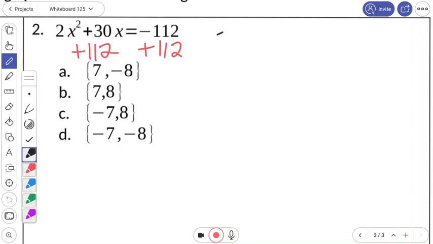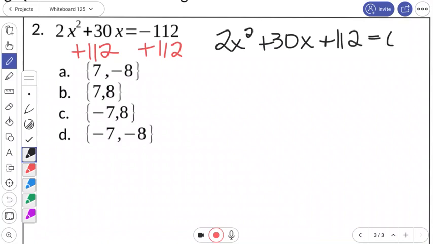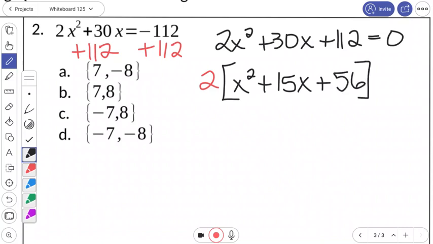And that ends up giving us 2x squared plus 30x plus 112, which will equal 0. Our next step is always going to be to look for a greatest common factor. I noticed that all of those coefficients and that constant we have are even, so we can factor out a 2 from each of those terms. So we're left with x squared plus 15x. And then 112 divided by 2 gives us a positive 56. And we're just going to bring down the equals 0.